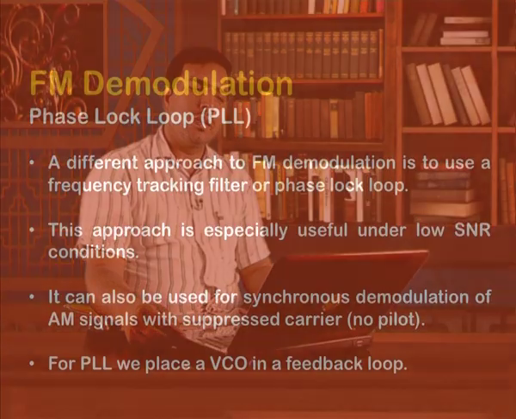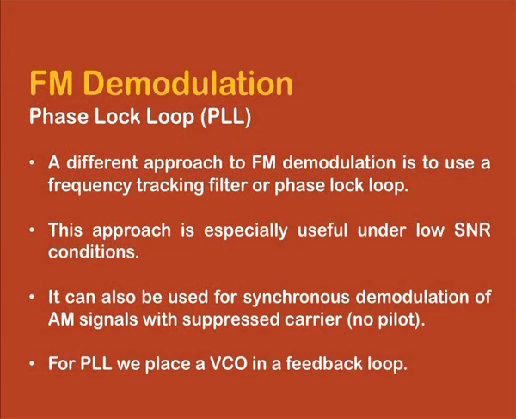Now, we move to the second type of demodulators, which are called tuned frequency circuit demodulators, and the example of that is the PLL. A PLL circuit can be used to track the frequency variations in the input signal, and thereby produce an output voltage which varies in proportion to the modulating signal. This approach is especially useful in low SNR conditions.